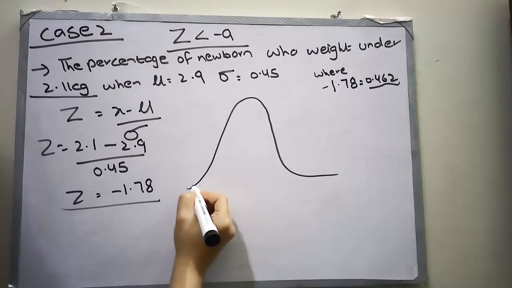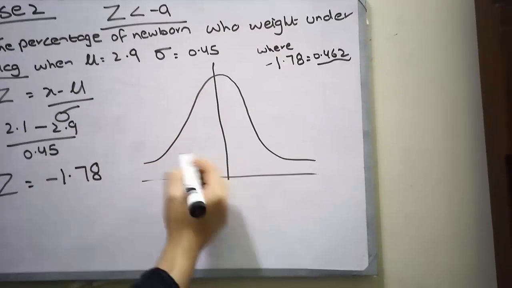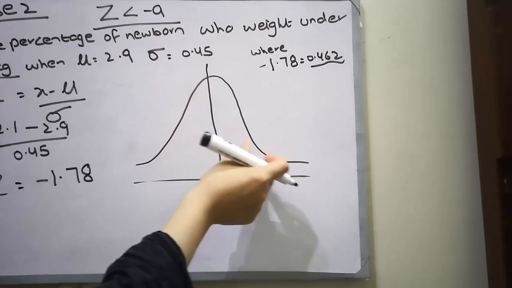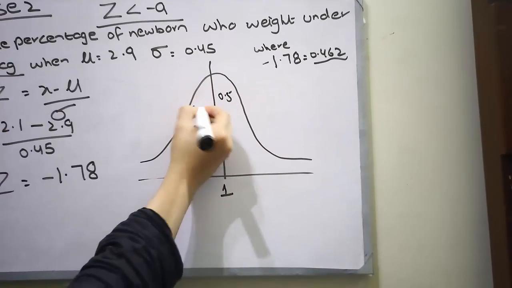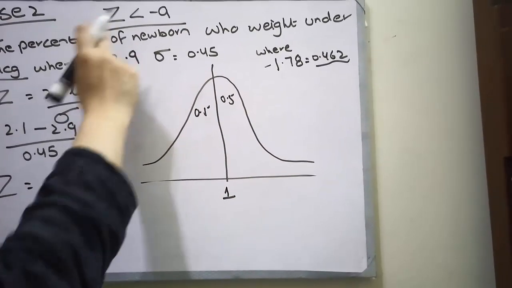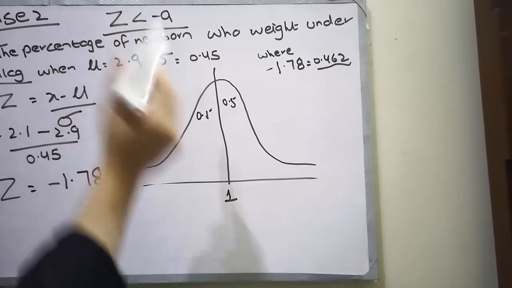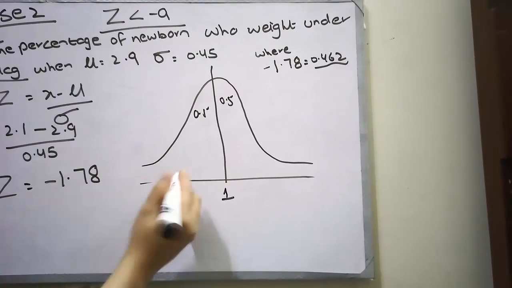So this is our bell-shaped curve. The whole area of this bell curve is 1, which means that half of the part would be 0.5 and this half part would be 0.5. According to the equation, we have to find the value of Z which is less than minus a. So the minus a value we have found is 1.78.